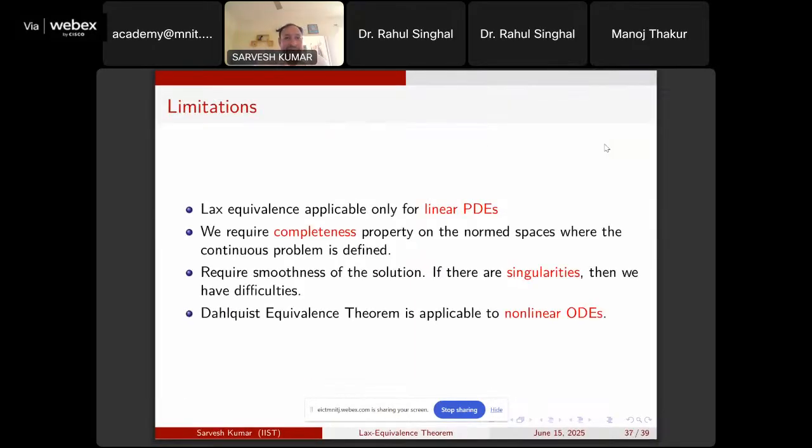So this is what I want to say. This Lax equivalence theorem is only applicable for linear PDEs. Just now we have seen an example: if you have a nonlinear PDE, stability will not give you convergence, right? Another limitation is completeness. For many PDEs, we have defined spaces which are actually not complete, and then we can't apply the Lax equivalence theorem. And if you have singularities, then again we cannot apply it. However, this Lax equivalence theorem is actually applied for nonlinear ODEs.